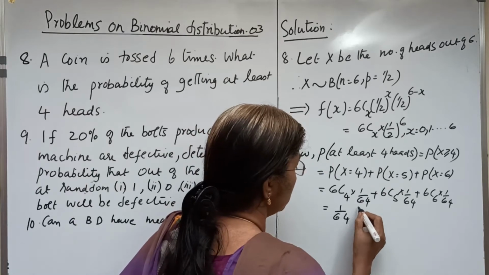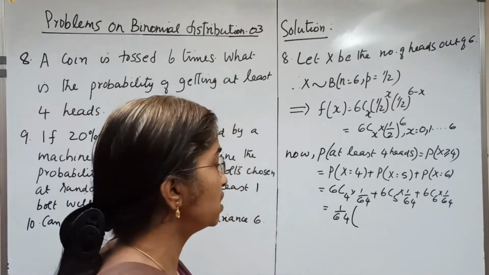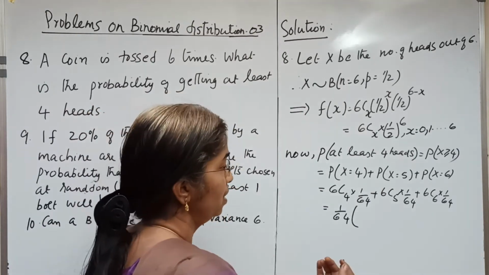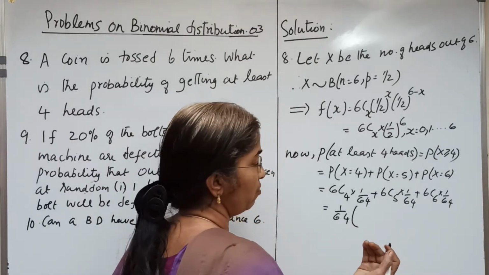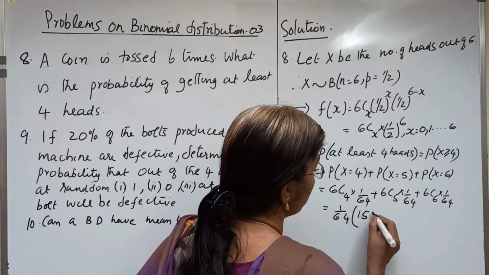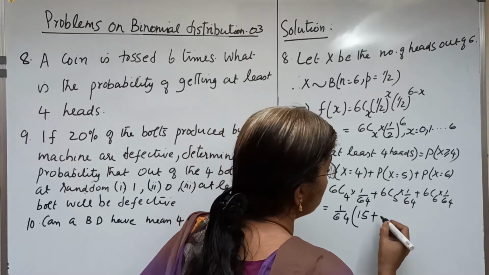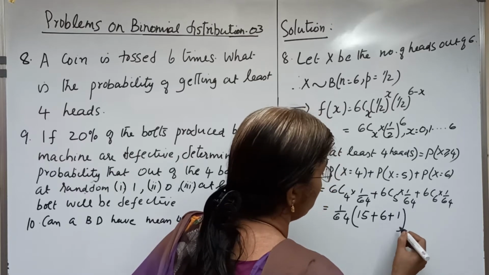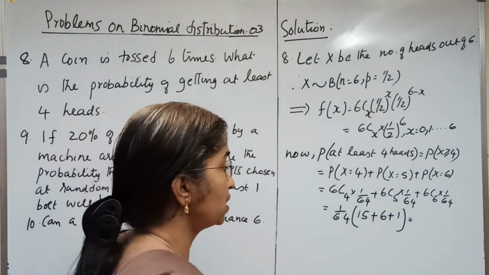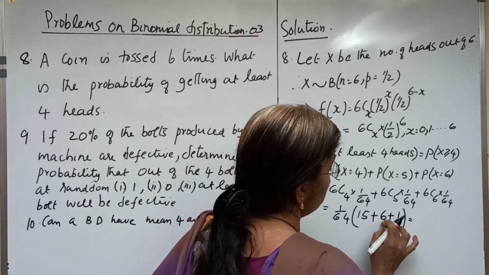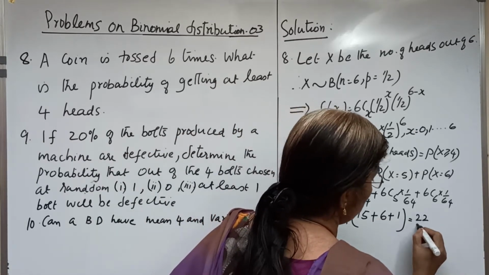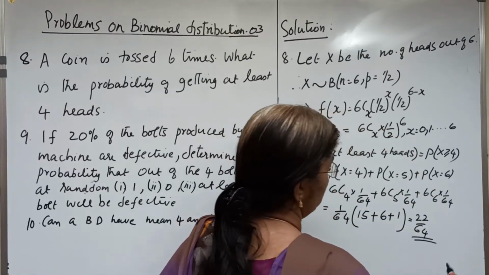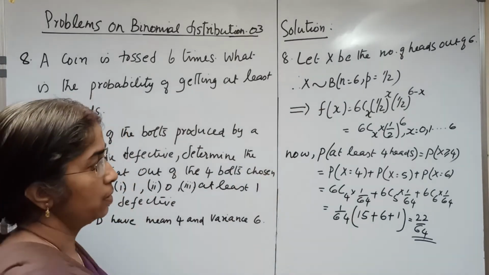So 1 by 64 into 6C4. As we know, nCr equal to nC(n minus r), 6C4 is 6C2, which is 6 into 5 by 1 into 2, that is 15. Okay, 6C5 is 6C1, which is equal to 6. And 6C6 is 1. That is 15 plus 6 is 21 plus 1 is 22 by 64. It is 22 by 64, the answer. Okay. So this problem is solved.